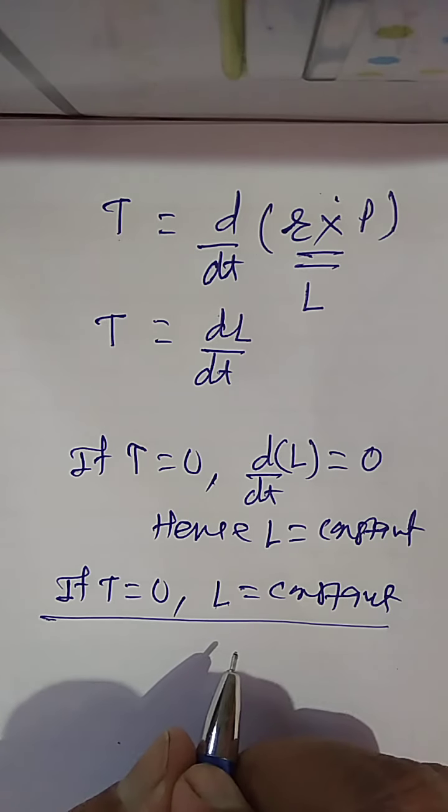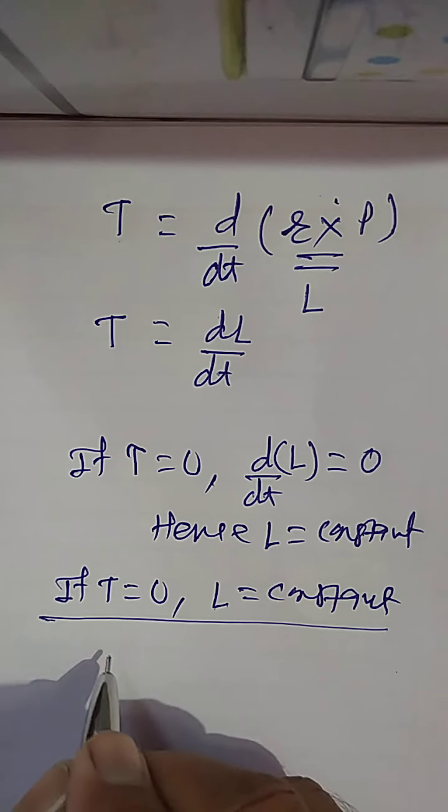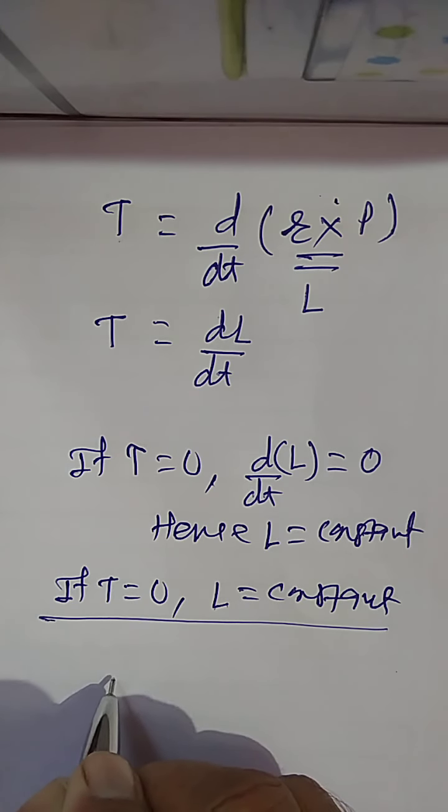If the external torque acting on a particle is 0, then its angular momentum remains constant.